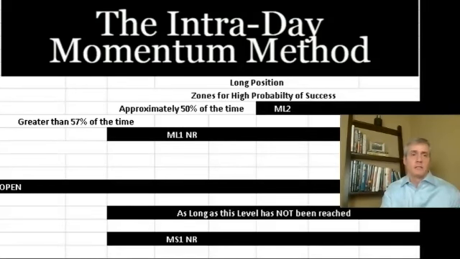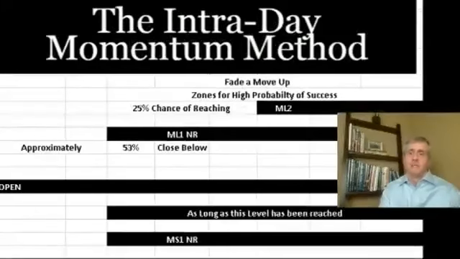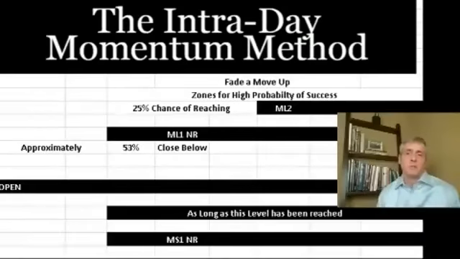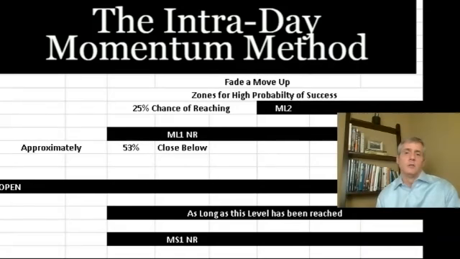So that being said, now we look at, well, as long as this level was reached, what percentage of the time did we close at or above the ML1 level? And it actually decreased. It's about 53% of the time that, if the level down was reached, you would close above the ML1.